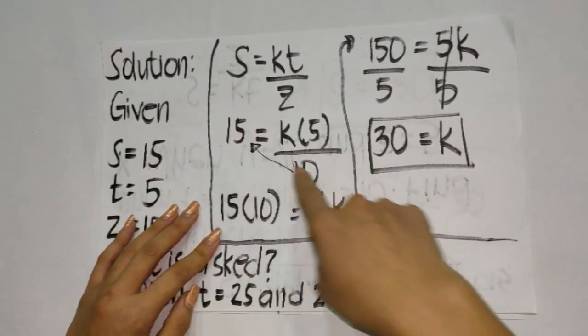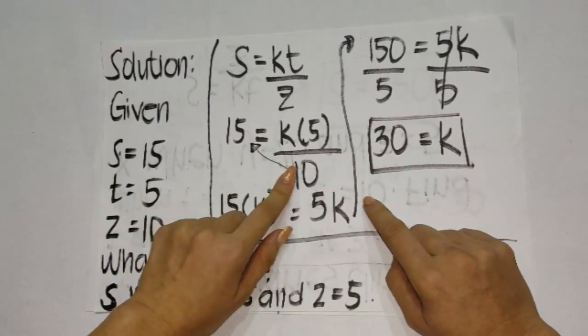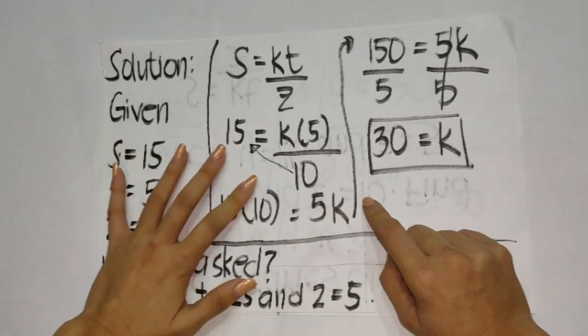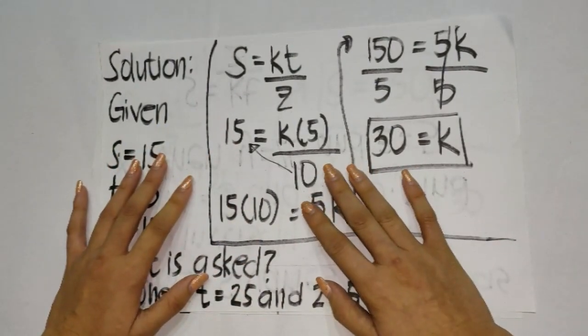Ma'am, bakit may arrow? Magtatanong naman kayo. Class, ang sinasabi ko kanina, 15 times 10. So, kaya ganun po siya. Bakit ganyan? Kasi ganyan talaga siya. Alam ko may magtatanong na naman.